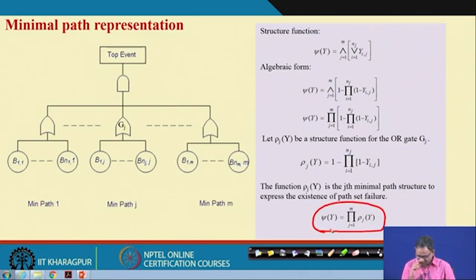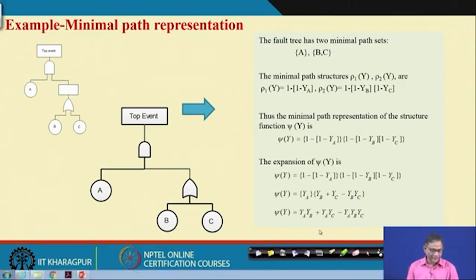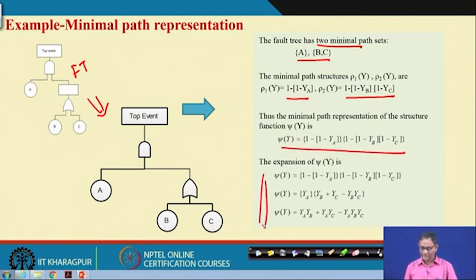Using this representation, we will see all those examples that we saw for the cut set representation. Let us see the first one. This is my fault tree, this is the path representation. How many path sets? Two path sets. So here rho 1 of y will be nothing but y a, and rho 2 of y will be this. Once rho 1 and rho 2 are found, you put them into this equation and get this. This is my final representation for the structure function.